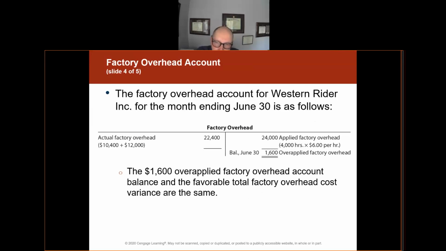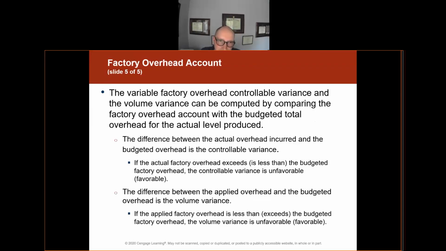It shows the actual in comparison. The actual factory overhead, 10,400 variable plus the 12,000 fixed factory overhead, giving us 22,400. On the right side of the T account, we see our standard cost, 24,000, which means we over-applied factory overhead of 1,600. That is favorable. This kind of just sums that up.